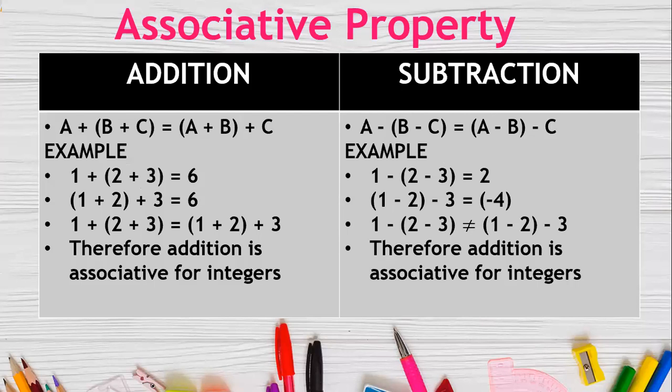When we apply the value of A, B and C in the LHS, we get 6 and on the RHS also we get 6. Therefore, LHS is equal to RHS. Therefore, addition is associative for integers. But in the case of subtraction, it is not associative.